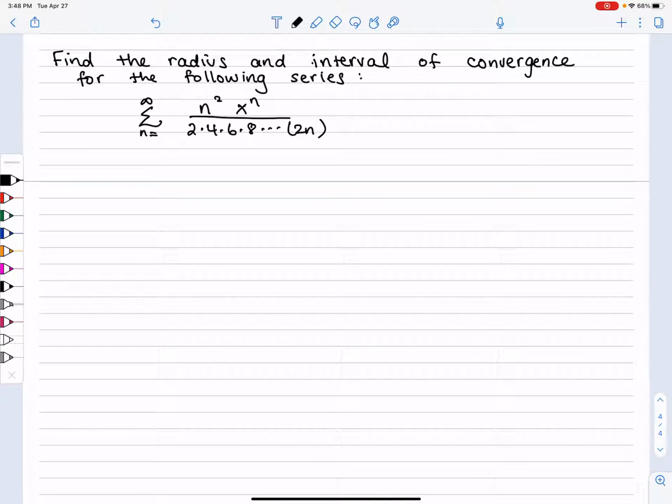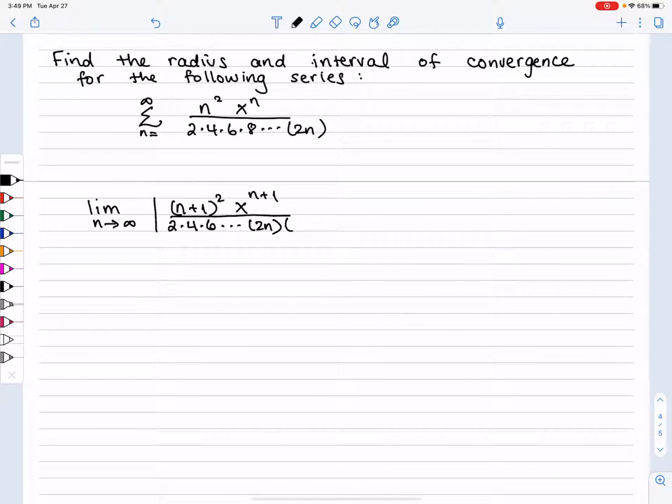We want to find the radius and interval of convergence for this series. Remember, to find the radius and interval of convergence, we're going to start with the ratio test. So let's take the limit as n approaches infinity of (n+1)^2 x^(n+1) over 2 times 4 times 6 times 2n times (2n+2).